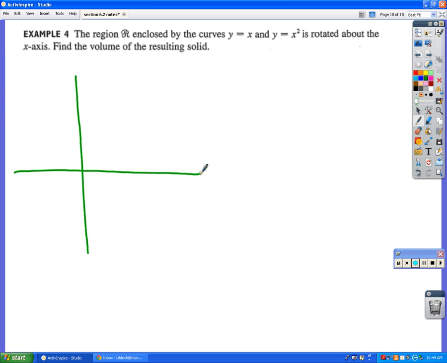So we want to find the region enclosed by the curves y equals x and y equals x squared. So here's y equals x, right? And then here's y equals x squared, and that's gonna dip below. And so they cross right here at 1, 1.